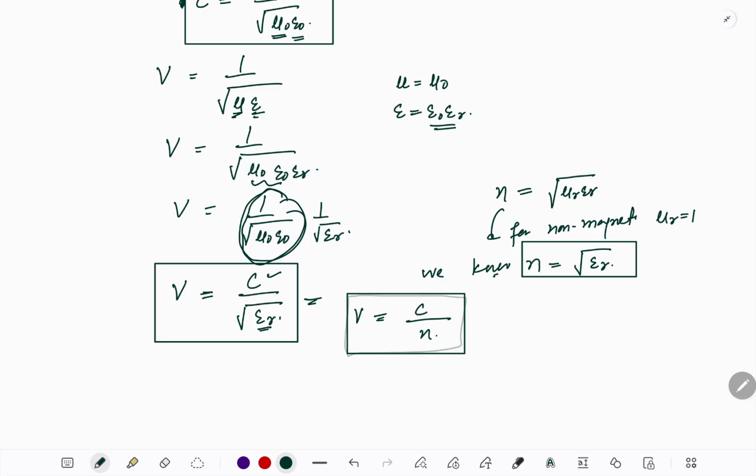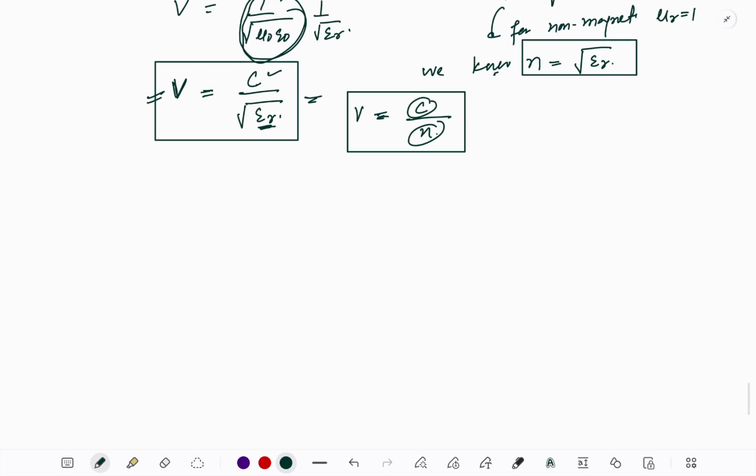So these are two very important formulas for the speed of electromagnetic wave. This is the electromagnetic wave speed, which is given by C divided by root of relative permittivity of the dielectric material, or V is the speed of light divided by the refractive index of that dielectric material. I hope you get it.